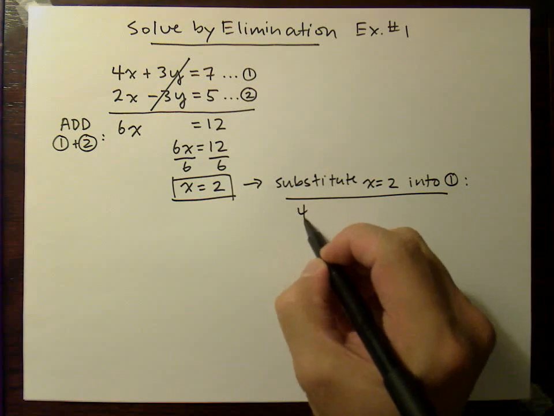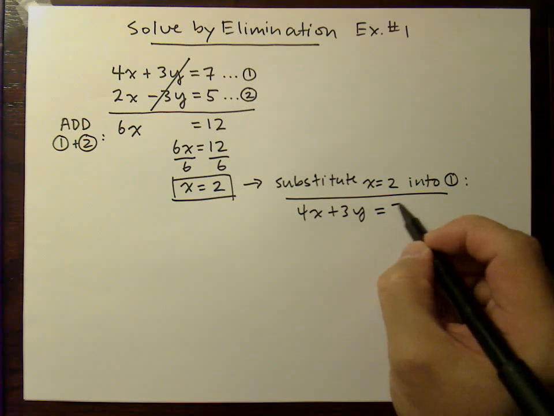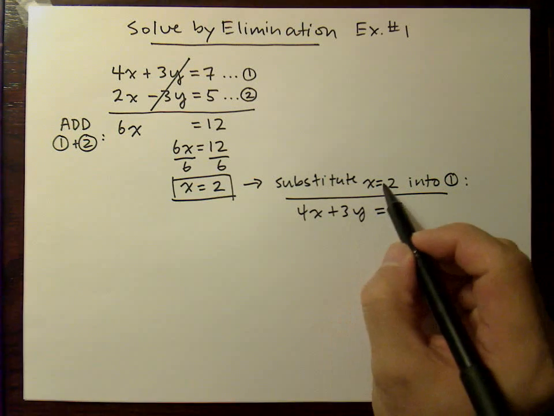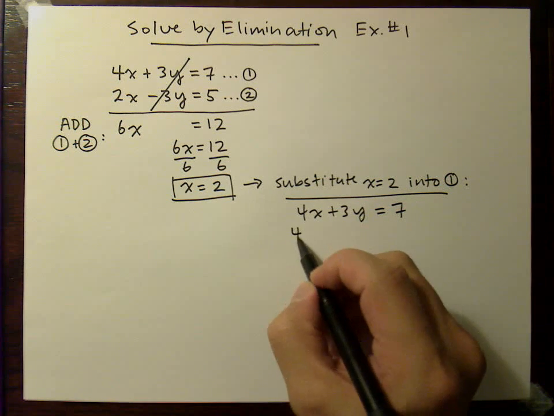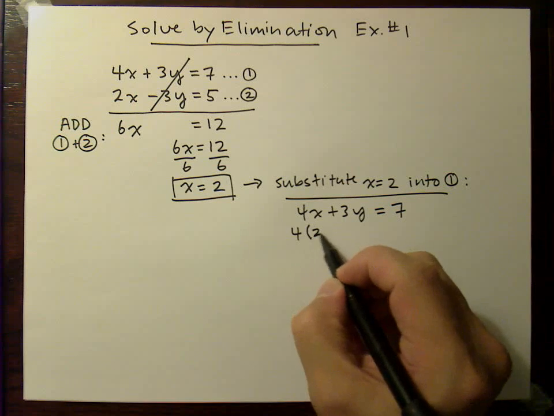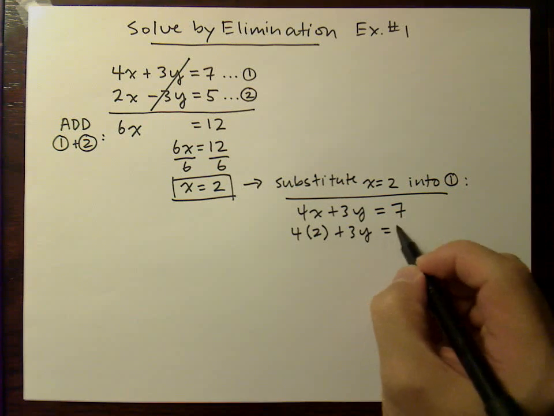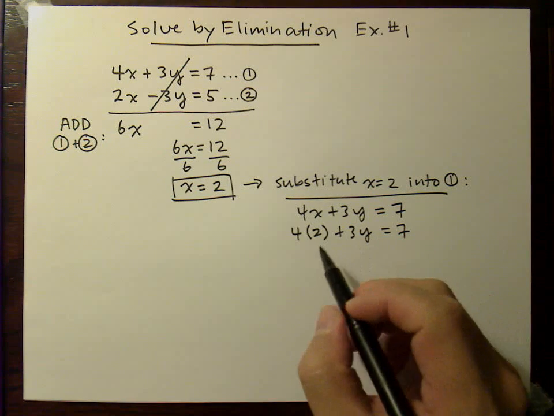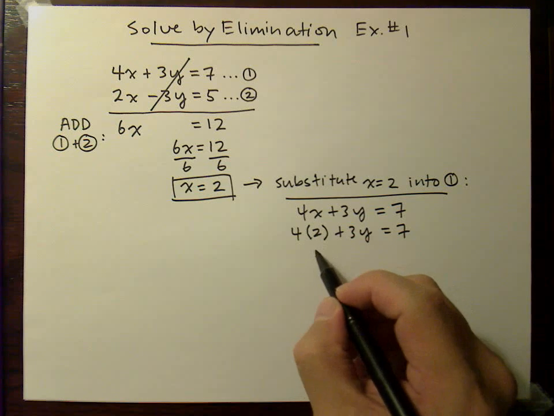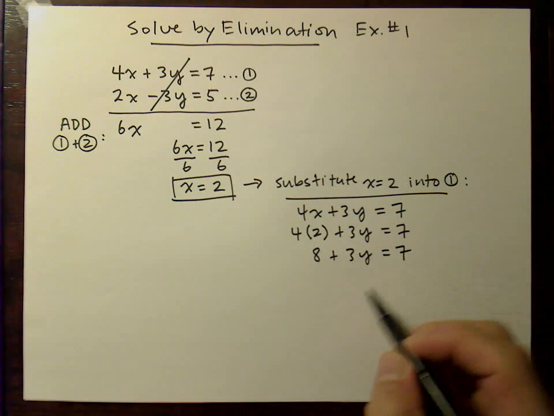and I'm going to copy out equation 1 and replace the x with a 2. So in this case, everywhere I see an x, I will replace it with a 2, and now I have an equation with just y. So let's simplify. 4 times 2 is 8. And I'm just copying out the rest of the equation.